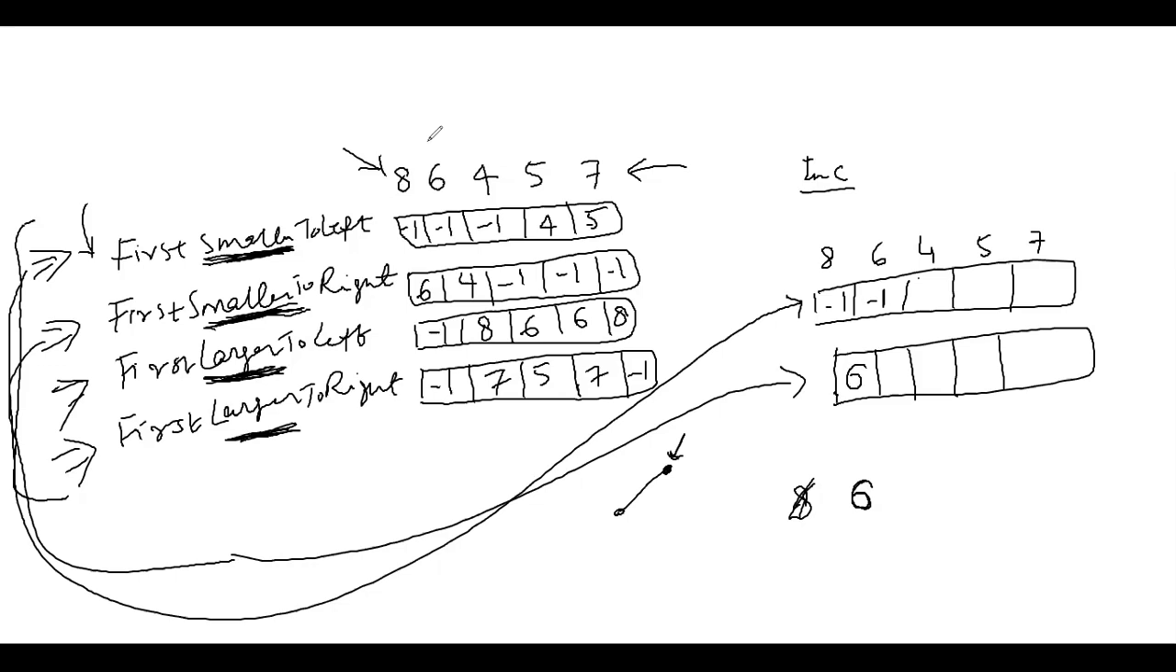Now we will have 4. 4 will do the same thing. 6 got kicked out. 4 is on the top. And when 4 will look, nobody is towards his left. So -1 will remain here. And 6 got kicked out because of 4. So he can say, hey, this value is 4, which was smaller towards my right.